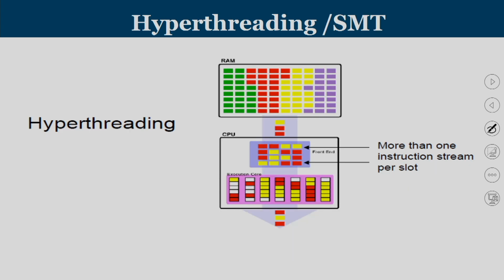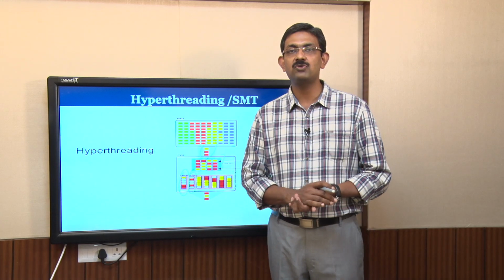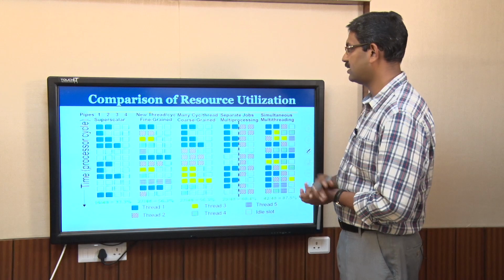The advanced version of this is called hyperthreading. I can bring multiple instructions, they can be from different programs. I can decode multiple instructions together. These instructions can be of different context, means different programs. At the same time, I can execute one of the functional units may be working with the yellow program. At the same time, some other functional unit will be working with the red program. So, this is known as hyperthreading, or it is also known as simultaneous multithreading.